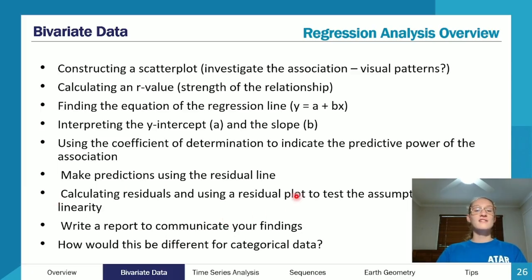We can also do a residual plot to test the assumption of linearity. We can write a report to communicate our findings, and we can answer questions about it. This would be a little bit different for categorical data, so have a think about how our process differed when we were interpreting categorical data. That's the 1,000-foot overview of what we just went over, bringing it all together.